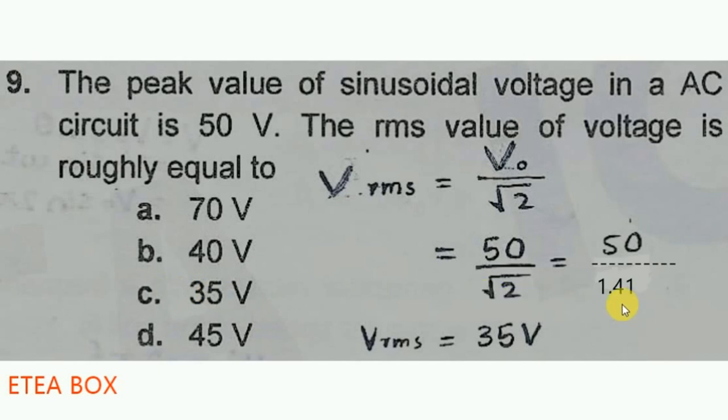And the other method is to just divide 1 by 1.4, and you will get 0.7 as the answer. Now multiply that 0.7 with 50, so you will get 35. So option C is the correct one here.